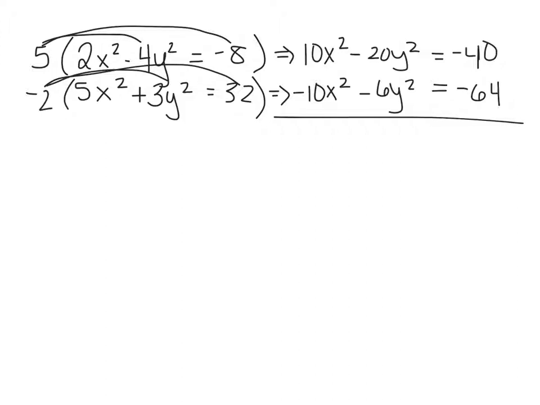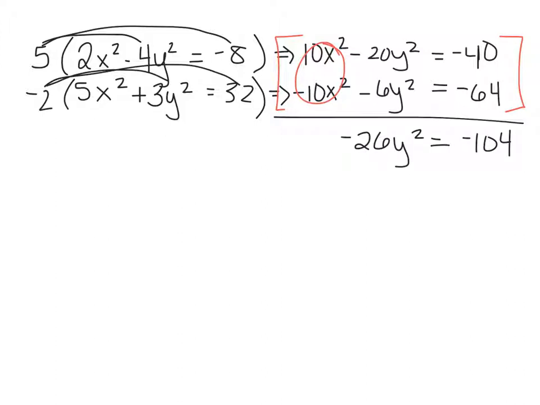Now that I have my new equations, I'm going to add each like term together. As you can see, the positive 10x squared and the negative 10x squared zero out and go away. Now I'm going to add the negative 20y squared to the negative 6y squared. Two negatives added together give me a larger negative number, so this becomes a negative 26y squared. And that equals a negative 40 plus a negative 64, which is a negative 104.